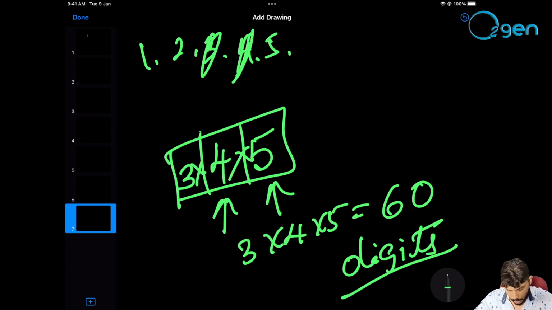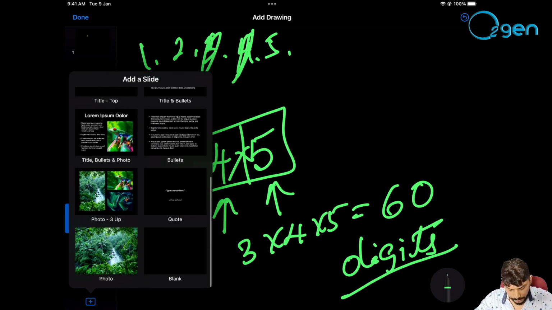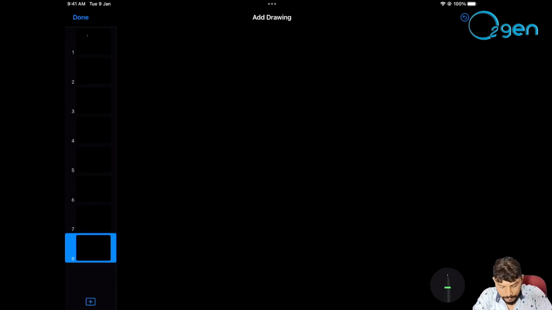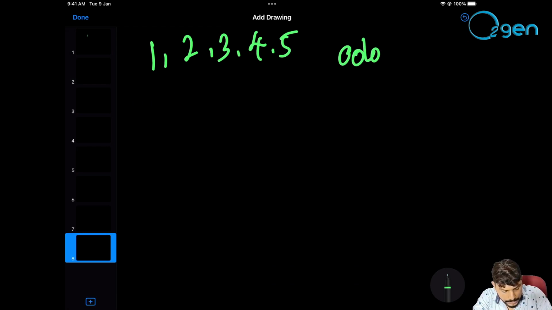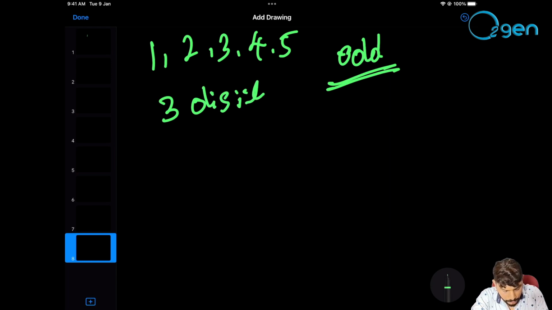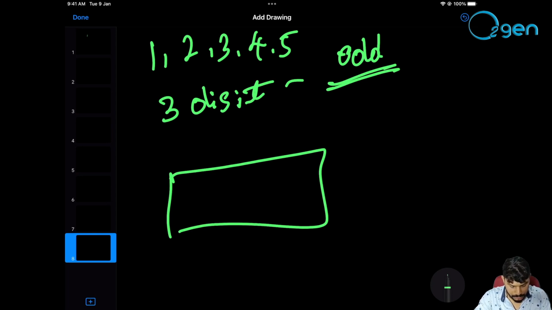I hope you all got it. Let me take another example. From the numbers 1, 2, 3, 4, 5, how many odd numbers can be made? Let me take three-digit odd numbers.